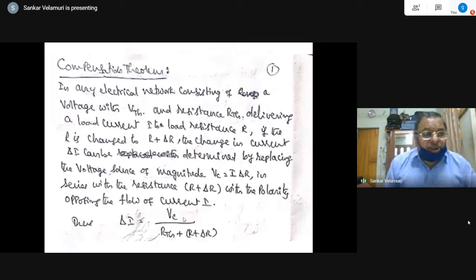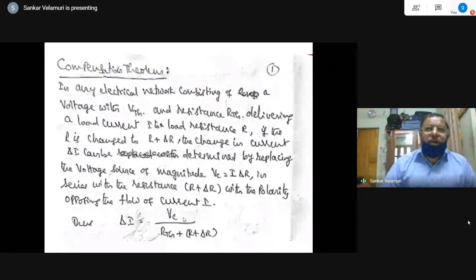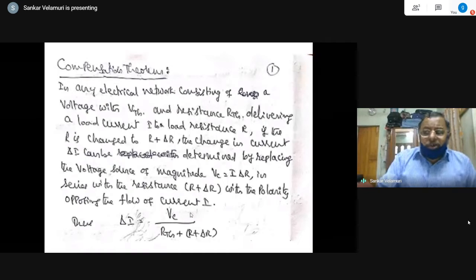Whenever there is a change in network configuration, do we have to do all over again? That means someone using a resistance network or a loop current method, I mean series parallel branches network reduction, or loop current method or node voltage method or any other method which is suitable for finding the ease of solution.